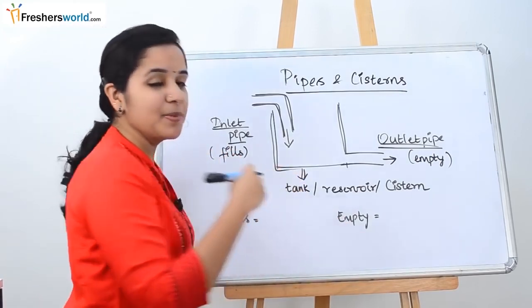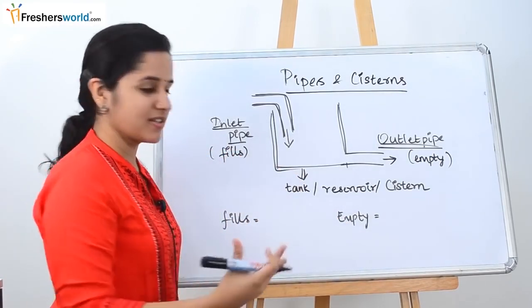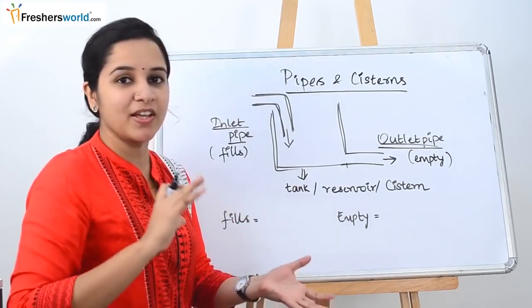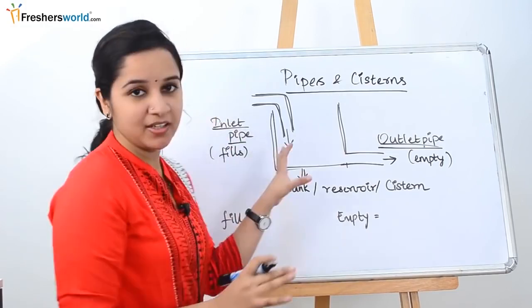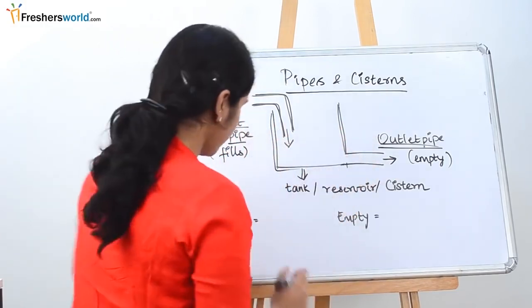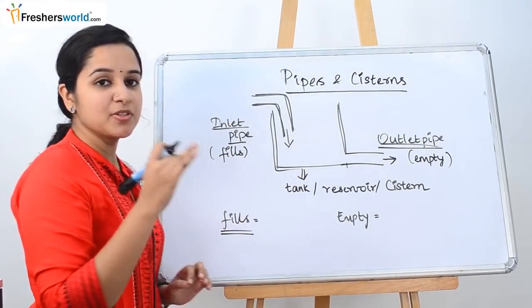This can either be a tank or a reservoir or a cistern. In your question they can change whether it's a tank or a reservoir or cistern, which all mean the same. It will always have an inlet pipe and an outlet pipe. The inlet pipe is the one that fills it.